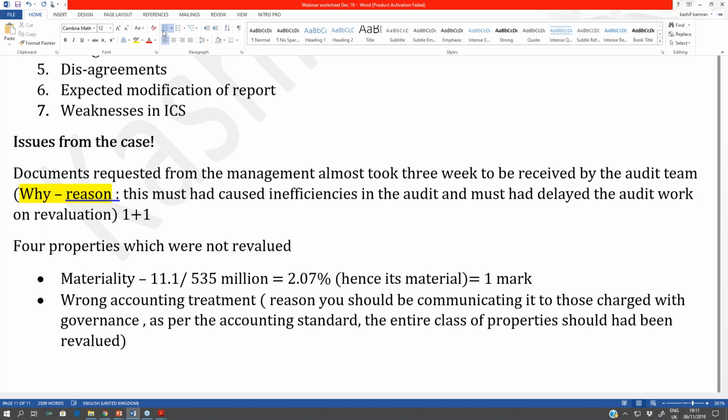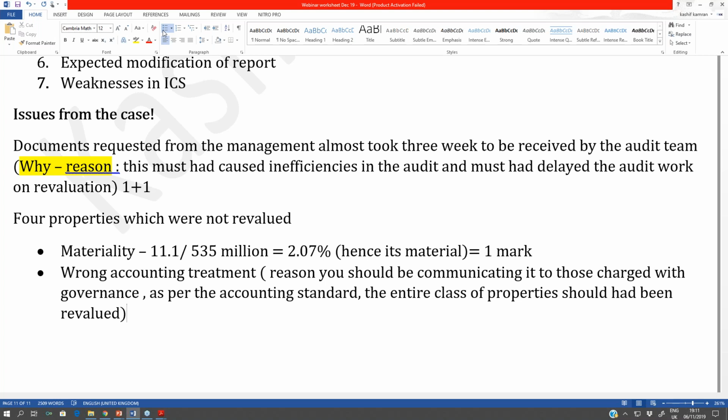Now, when you believe there is a wrong accounting treatment, which is material, which is 2.07% of the total assets, and you're communicating it to the management because it's material, do you also need to communicate to the management the adjustment necessary? 1 mark for the wrong accounting treatment. Do you believe that I should also be telling management the adjustments which are necessary?